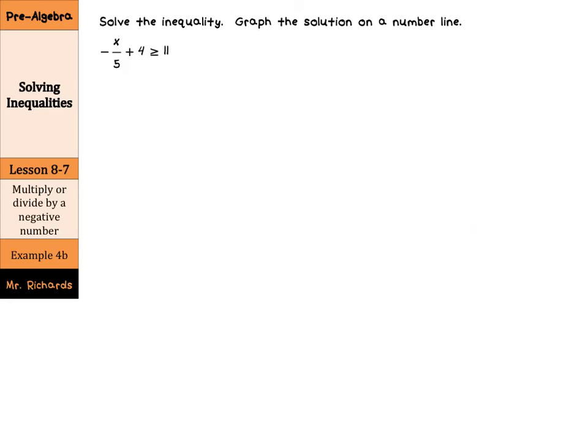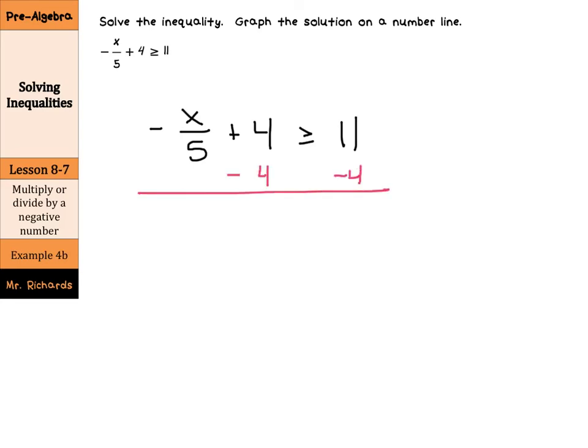And now we have a two-step inequality. -x divided by 5 plus 4 is greater than or equal to 11. Well, our first step here is to subtract 4 on both sides. This will cancel. And we're left with -x divided by 5 is still greater than or equal to 7. Notice, when I'm adding or subtracting, this inequality sign does not reverse. It's only when I multiply or divide by a negative number on both sides.